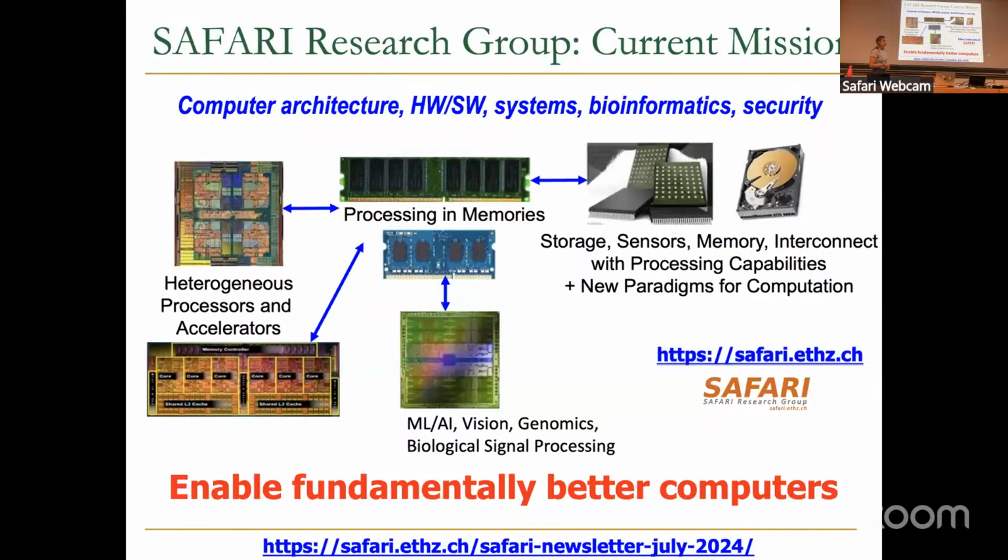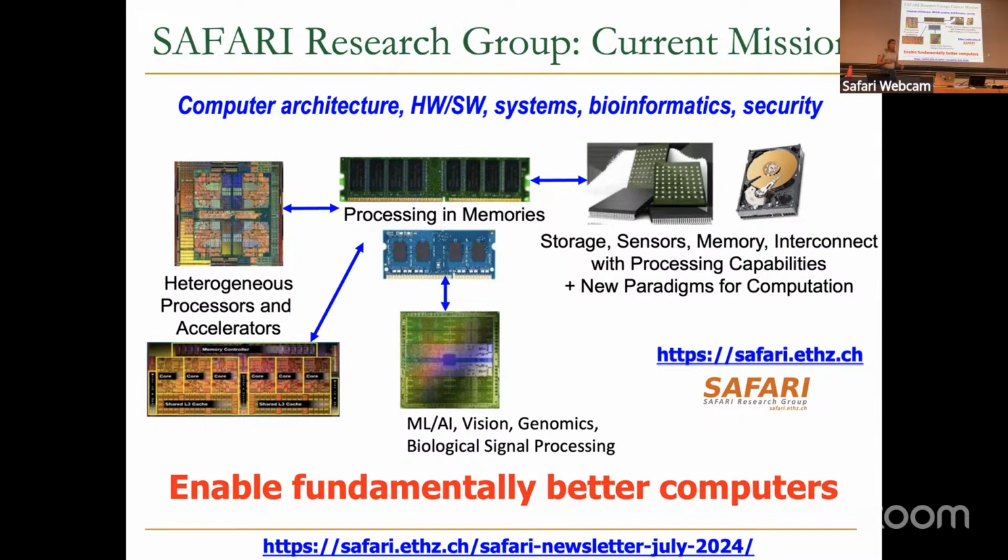Now let's discuss the current mission of the Safari Research Group, which is very much integrated in the scope and goal of this seminar course. The goal is to enable fundamentally better computers. In this course, we want to get you acquainted with different papers and research that enable and create different perspectives and different ways to design better systems and better computers.